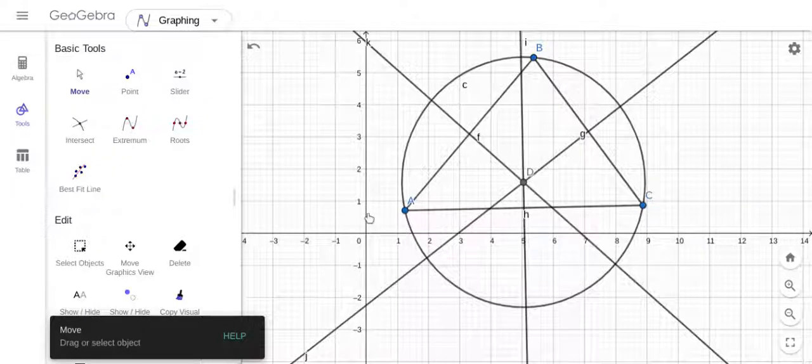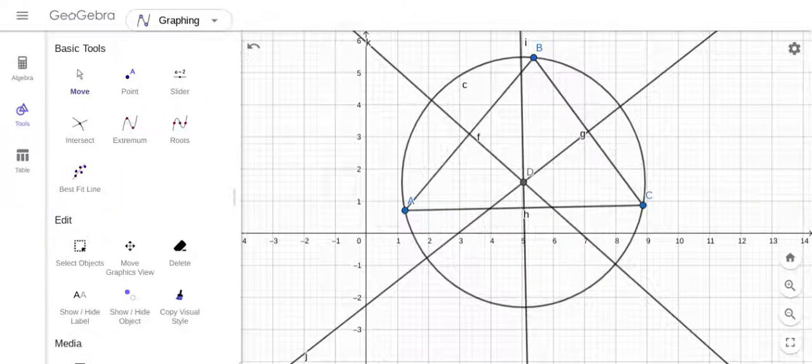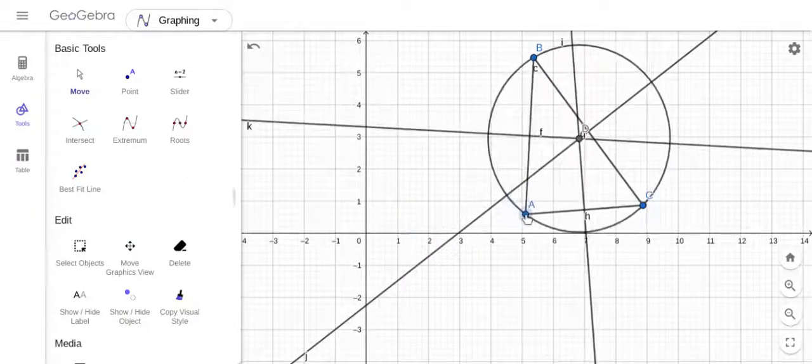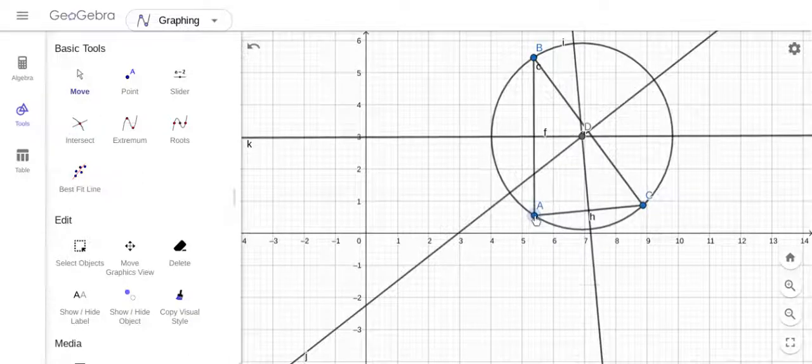Now let's see what happens, and this is the beauty of GeoGebra actually, that we can have an interactive conversation here where we can change this triangle and see what happens to our circumcenter, just in case. So I'm going to try and move my point A because I want to make this triangle a right angle triangle.